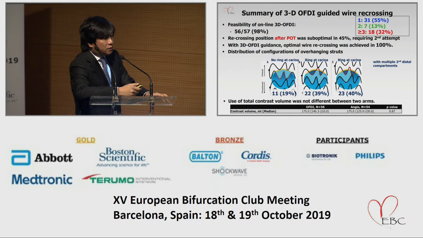And if you look at the number of the attempts in this OFDI arm, the 55% just shows that already for the first attempt, the recrossing point was optimal, but in the rest of the cases, 45% of the cases, the second attempt or third attempt was performed. In the second attempt, 13% of the cases achieved the optimal configuration, but for the 32%, you need three or four attempts to achieve the optimal configuration. But there's some learning curve, so these cases with a greater number of OFDI pullbacks or attempts were in the beginning of the recruitment.